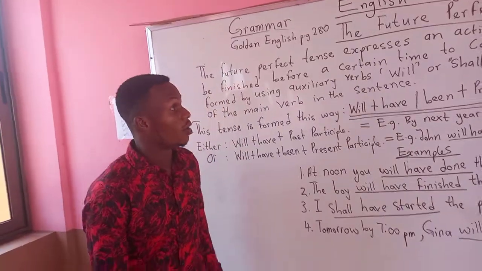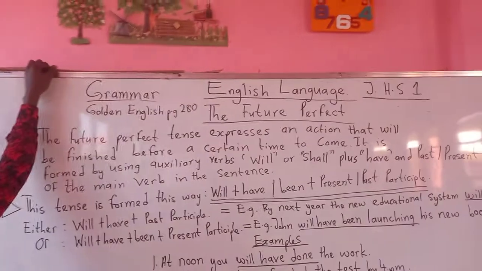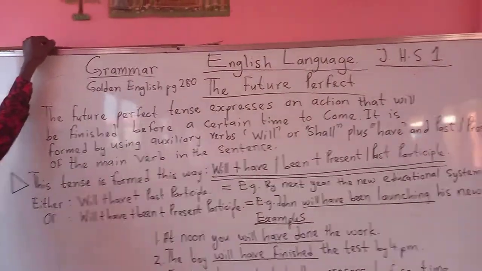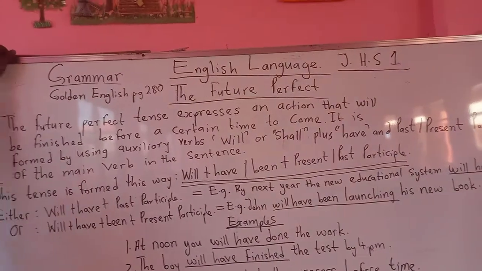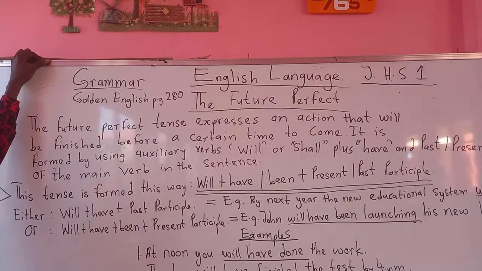Children, welcome to our virtual learning, and today we are continuing with English language grammar. I'm looking at the future perfect tense for JHS One, and we will see that in Golden English page 280. The future perfect.